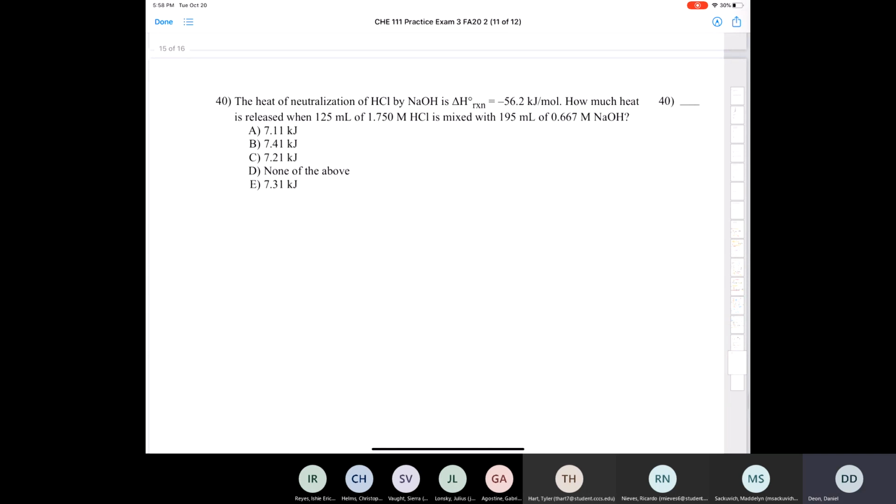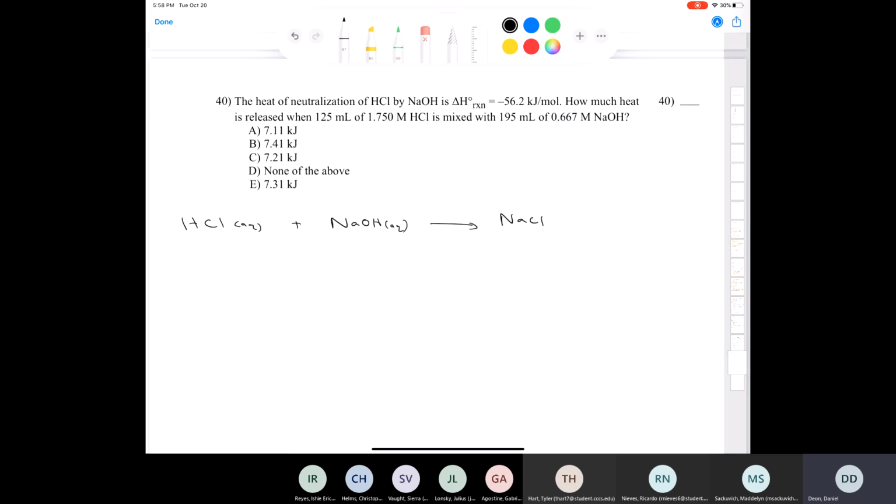All right, we've made it to the last question. Number 40, the heat of neutralization of hydrochloric acid by sodium hydroxide is negative 56.2 kilojoules per mole. How much heat is released when 125 mils of 1.75 molar HCl is mixed with 195 mils of 0.667 molar sodium hydroxide? First thing we're going to do here is we're going to write a balanced equation, because we know that when we take 1 mole of HCl and we combine it with 1 mole of sodium hydroxide, we produce a salt, sodium chloride in this case, plus water.